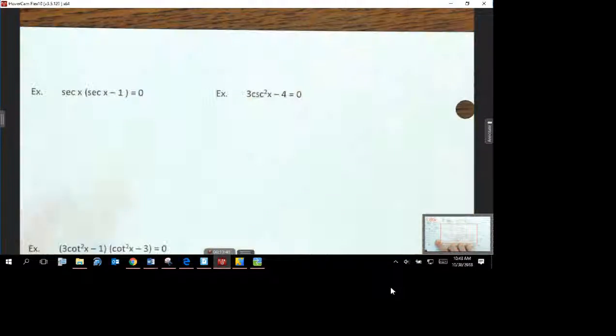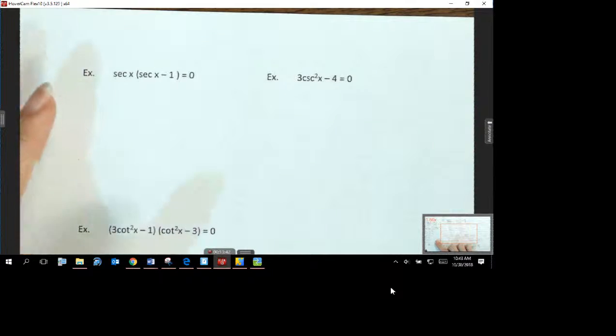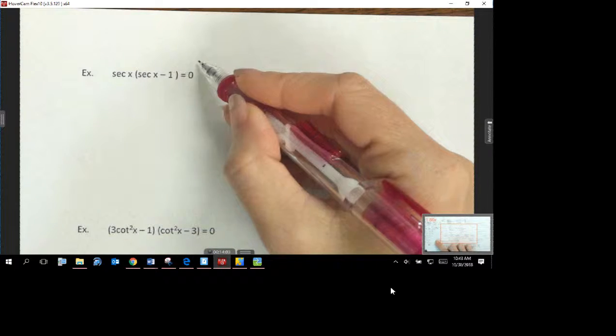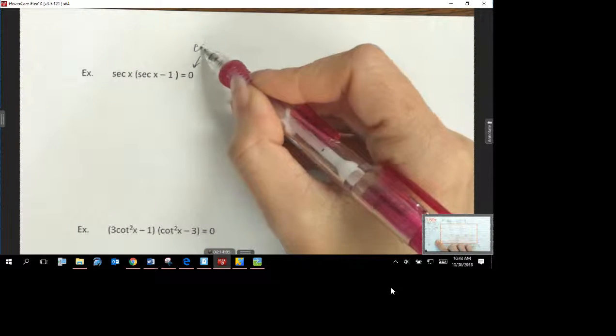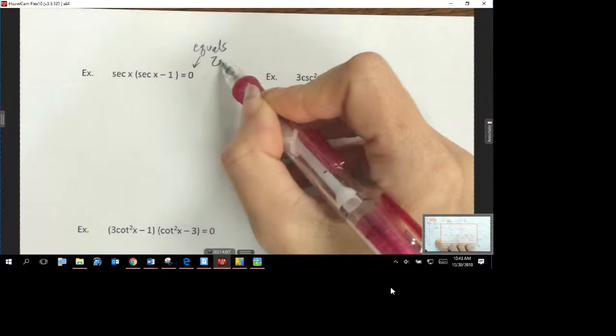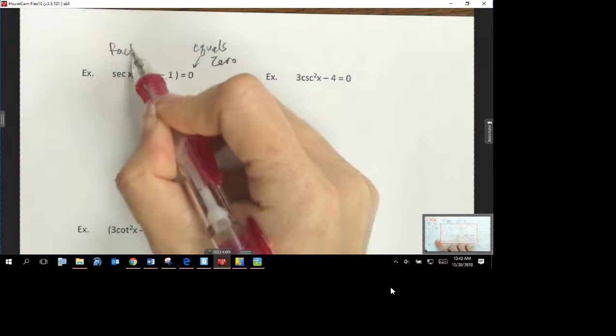So our next one, I look at this one, and I say, that kind of looks like what we were doing last night. It looks like something was factored. You see the parenthesis? It looks like a distributive question. But I don't want to distribute it in. I'm actually going to leave it factored. I'm not going to distribute it. I want to leave it factored because it equals 0. And it's factored.